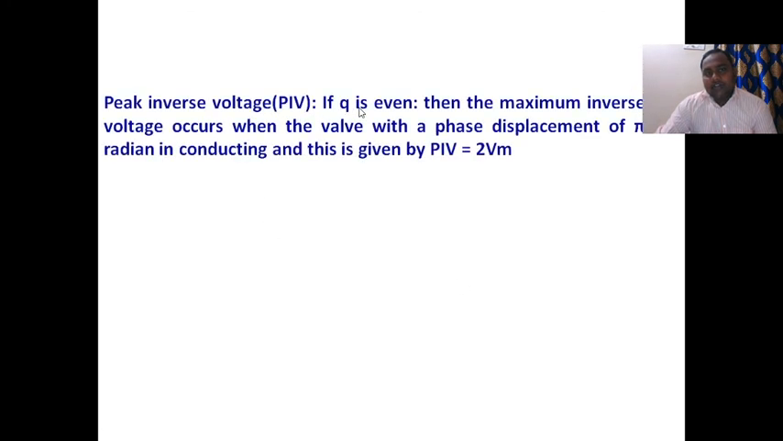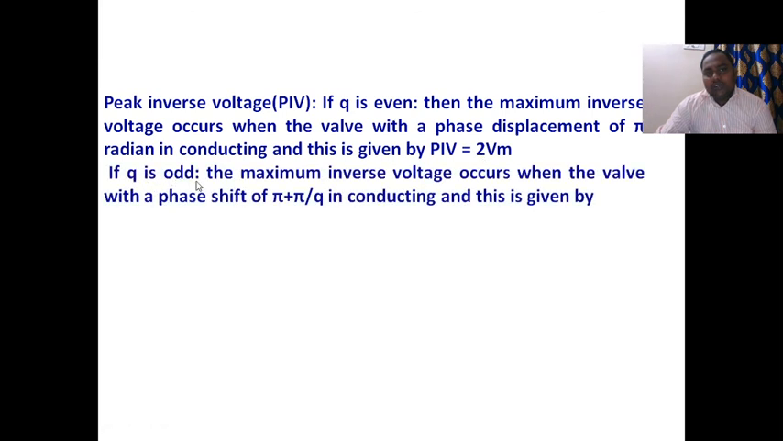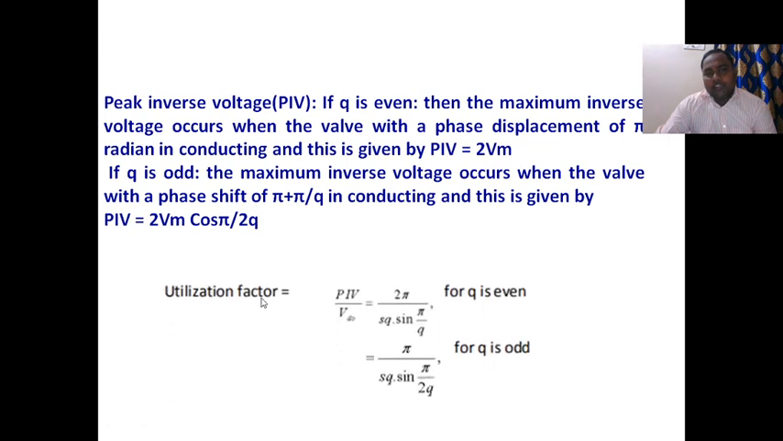Peak inverse voltage. If Q is even, then the maximum inverse voltage occurs when the valves with a phase displacement of pi radian are conducting, and this is given by peak inverse voltage is equal to 2 Vm. If Q is odd, the maximum inverse voltage occurs when the valves with phase shift of pi plus pi by Q are conducting, and this is given by 2 Vm cos pi by 2Q. Utilization factor is the peak inverse voltage by Vd0. Substitute the value. If Q is even, 2 pi by SQ sin pi by Q. If Q is odd, pi by SQ sin pi by 2Q.